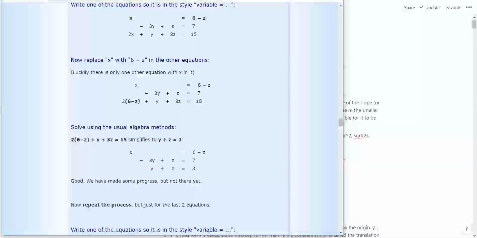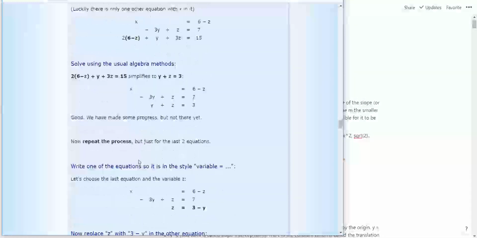Solving using the usual algebra methods. Okay, 6, and then we simplify this and then simplify that. Good, we have made some progress, but there are more variables yet. Now we repeat the process, but just for the last two equations. Write one of the equations so it's in the style of a variable.